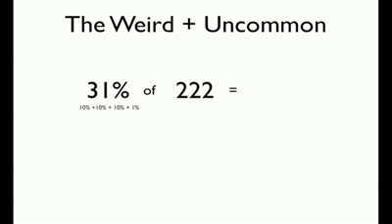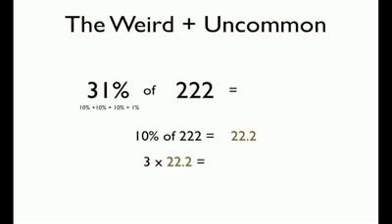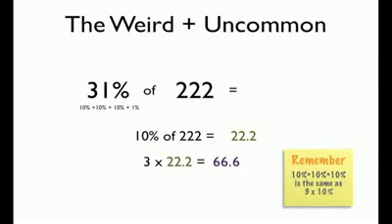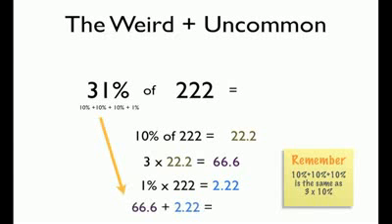Breaking up 31%, we get 10% 3 times and 1%. Now, 10% of 222 just gives us 22.2. Because we have 3 sets of 10%, we need to multiply that by 3 to give us 66.6. Remember, 10% plus 10% plus 10% is going to be the same as 3 times 10%. No point adding it all up. Last, we need to find 1% of 222, which just gives us 2.22. Now we broke it up, so we put it back together. 66.6 plus 2.22 gives us our final answer of 86.82.